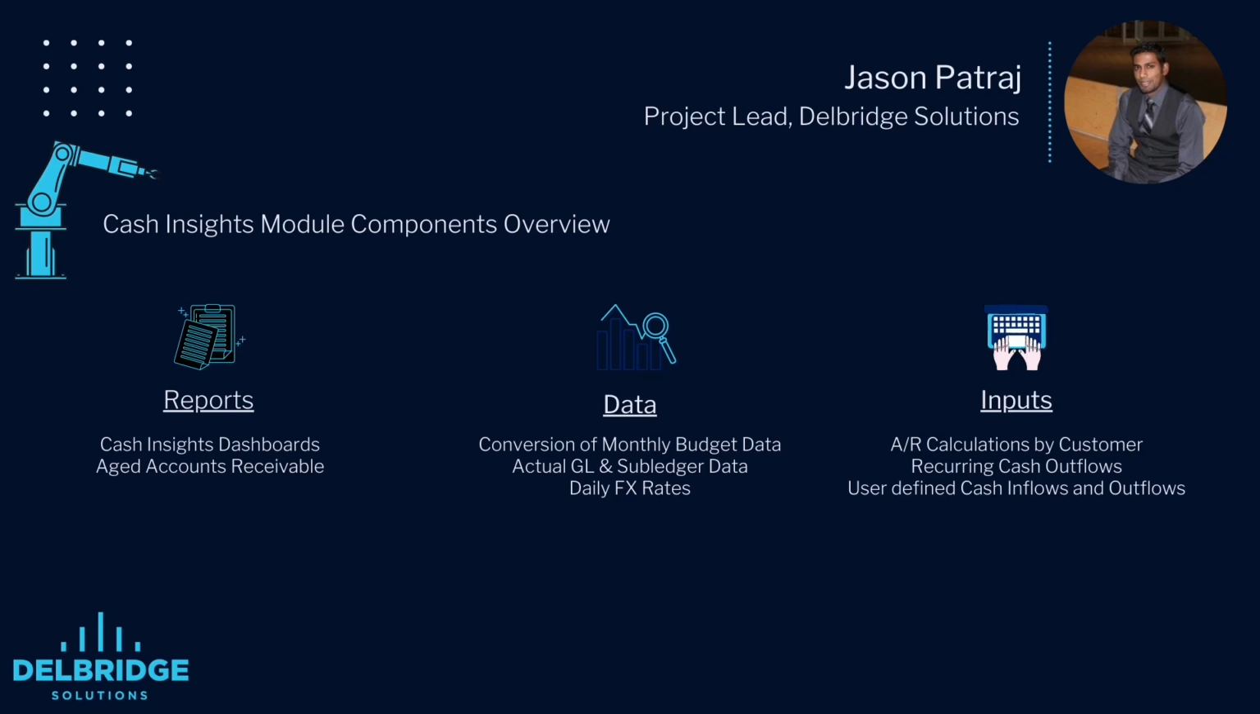There's also a need for actual GL and subledger data from the source systems for the inputs needed to capture the cash inflows and outflows. We have simplified inputs for users so they are controlling drivers for the most part. We can model AR turns by customer, convert recurring expenses into cash outflows like salaries expenses or any kind of payroll expenses. But there's also some aspects that we can't necessarily model or build logic around, and those are user-defined cash inflows and outflows. For instance, you might have taxes or some other prepaid expenses that you need to model cash inflows and outflows around.